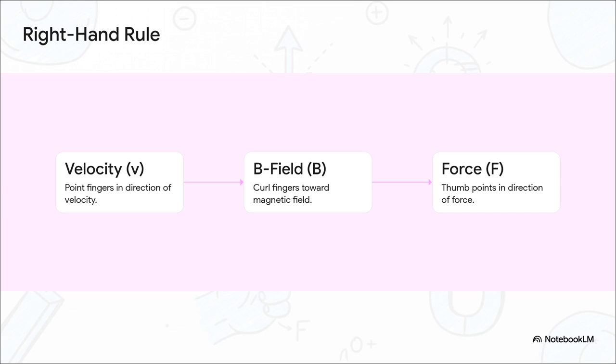Okay, step 1, point your fingers in the direction the particle is moving, its velocity, v. Step 2, curl those fingers toward the direction of the magnetic field, B. Step 3, look at your thumb. Your thumb is now pointing in the exact direction of the magnetic force, F. You've just physically mapped out invisible vector mathematics right there at your desk.